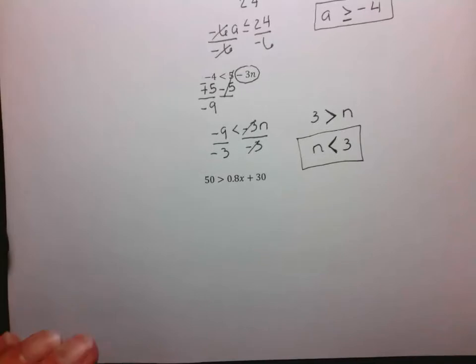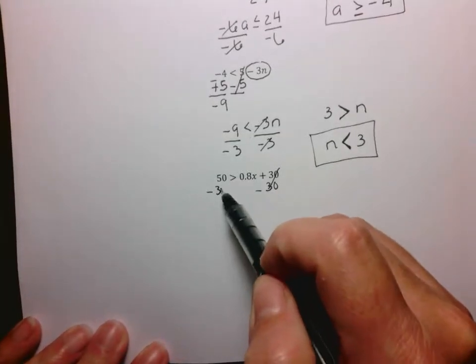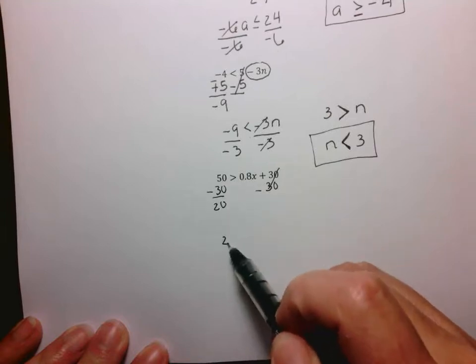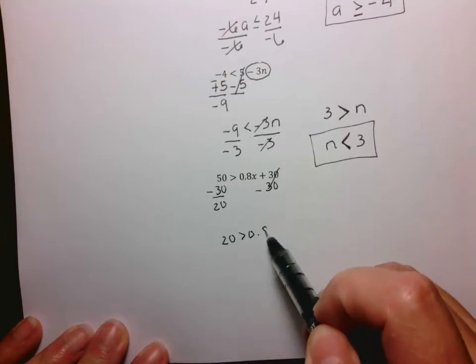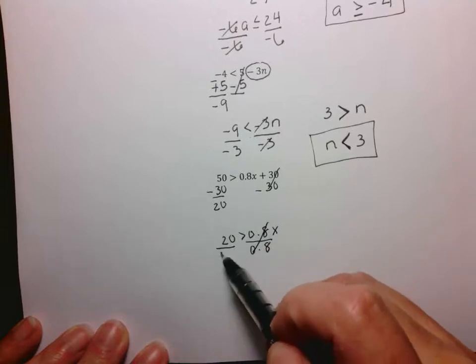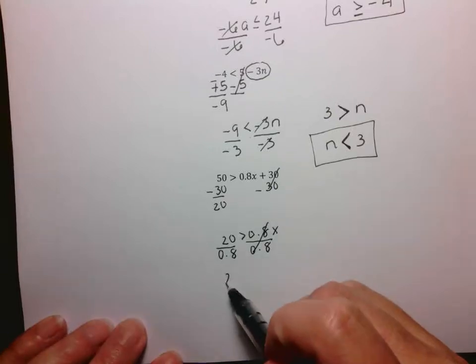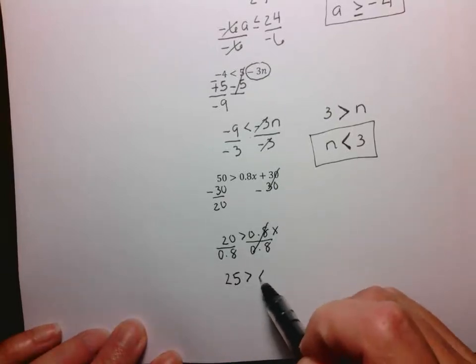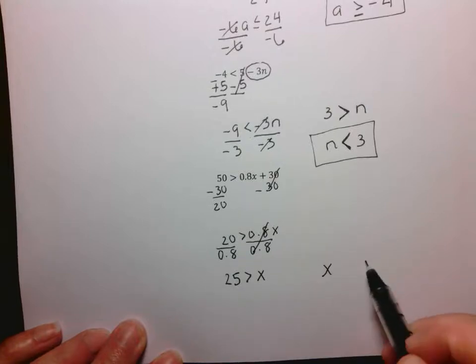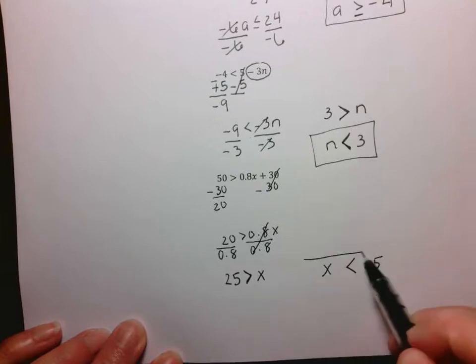Okay, and the last one, I'm going to start by subtracting 30 from both sides. Now I'm going to divide both sides by a positive 0.8, so I don't need to flip the sign. $25. I want to rewrite it and put it in appropriate form. Don't mess up. If the alligator is eating the 25, the alligator has to be eating the 25 on the rewrite.